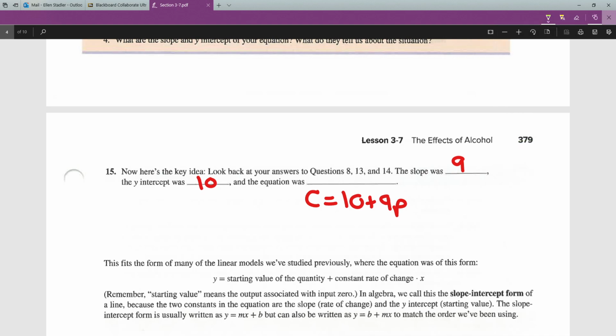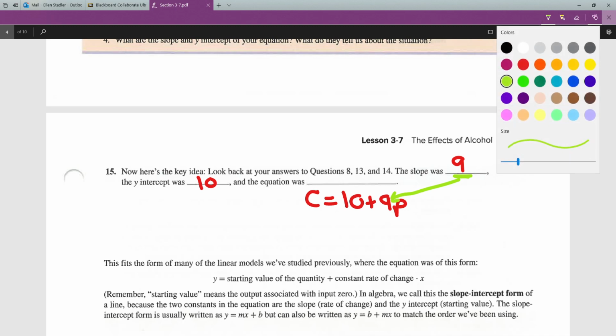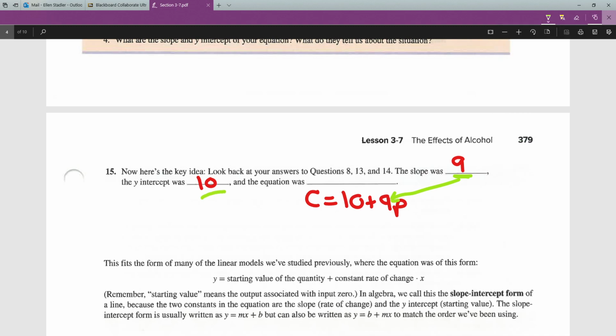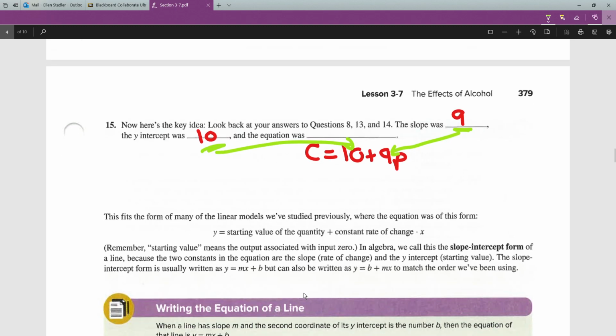These are important values. You'll notice that the 9 goes with the variable and that the 10 is the constant in the equation. So that matches this equation. It says y equals the starting value of the quantity plus the constant rate of change times x. That is right here. This is known as the slope-intercept form of a line because we use the slope and we use the y-intercept, or the starting value. It's generally written as y equals mx plus b. We're writing it often as b plus mx. It works either way.